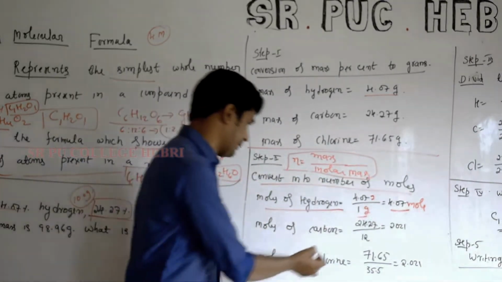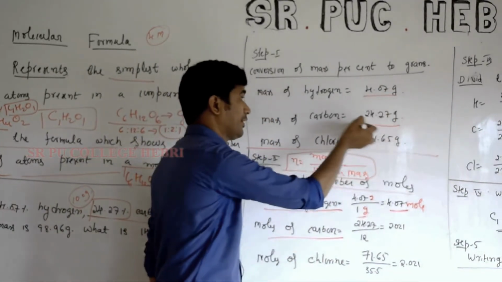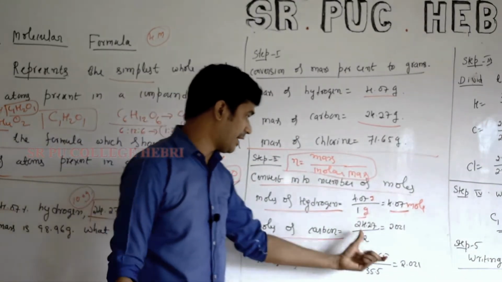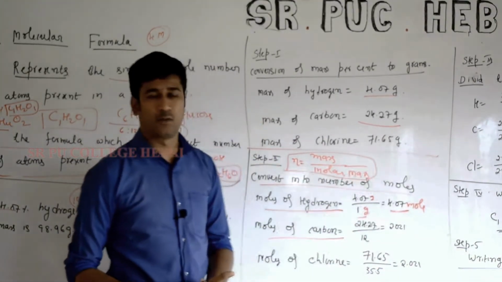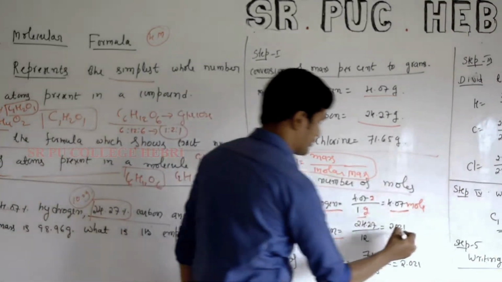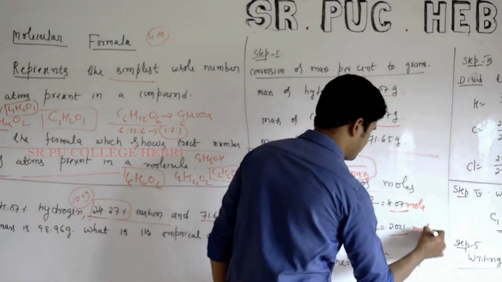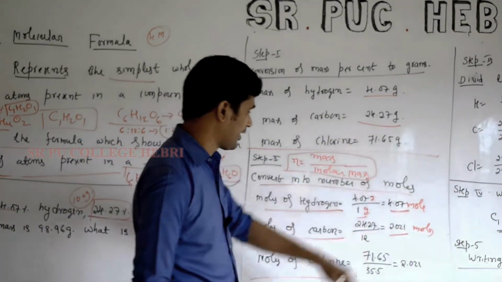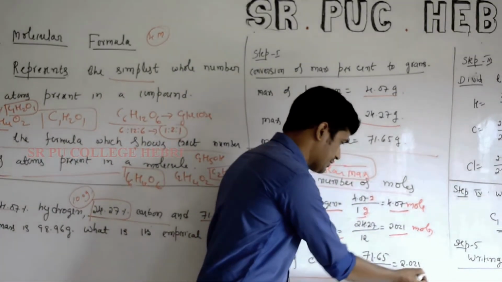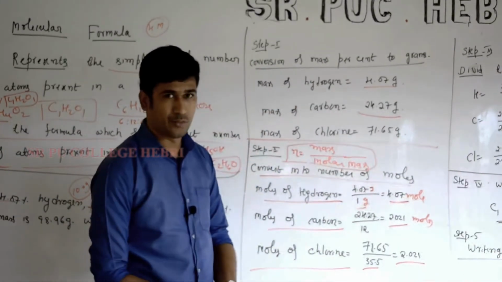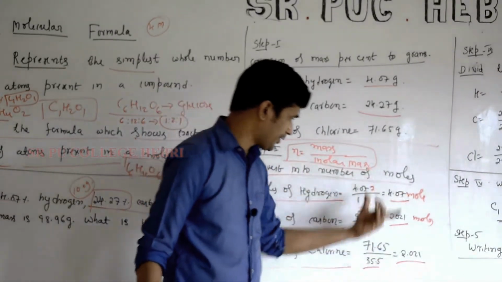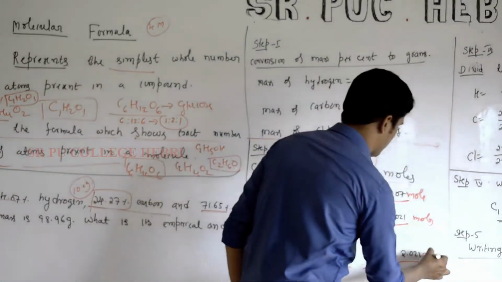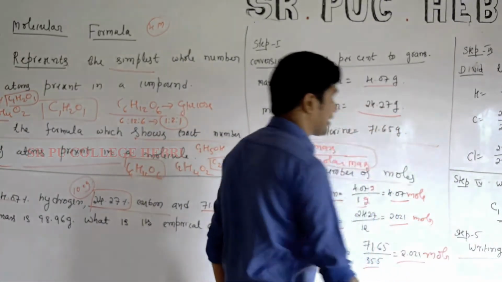Moles of carbon. What's the mass of carbon? 24.27 divided by the atomic mass or molar mass of carbon, which is 12. So 2.021 moles. Similarly, moles of chlorine. Mass of chlorine divided by its molar mass. So number of moles 2.021. Here also you can use simple calculators. Now you got the number of moles of each element present in the compound.